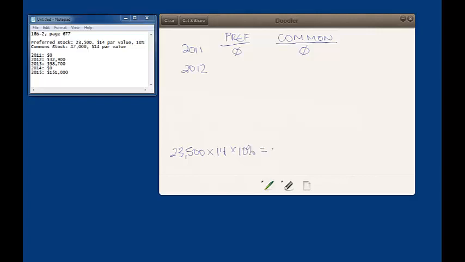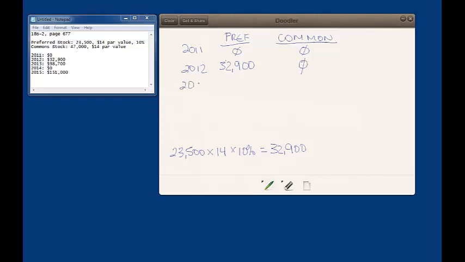If you work that out in your calculator, you get 32,900. So preferred stockholders get $32,900. Okay, at this point, we determine if we can move on to step 2. So do we have any more dividends to distribute? We don't, because we only started out with 32,900. So in 2012, the common stockholders don't get any dividends.